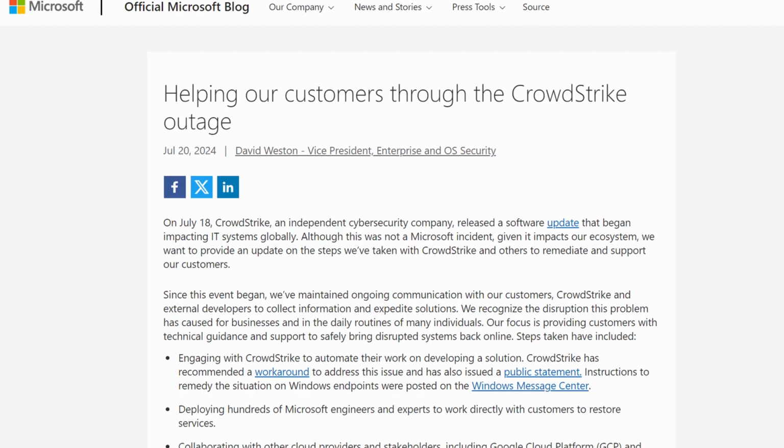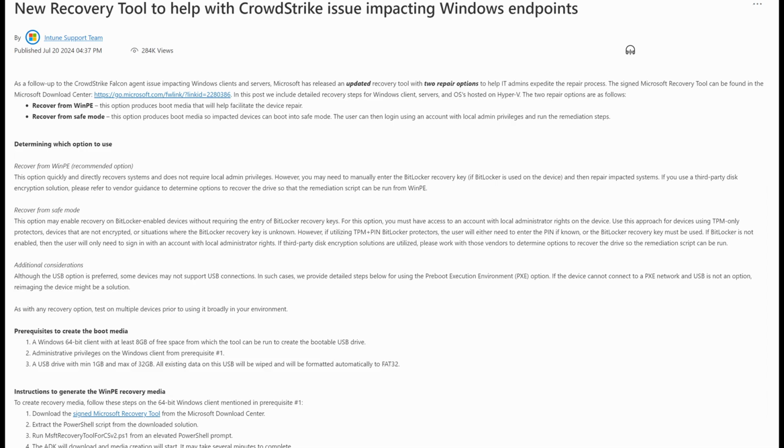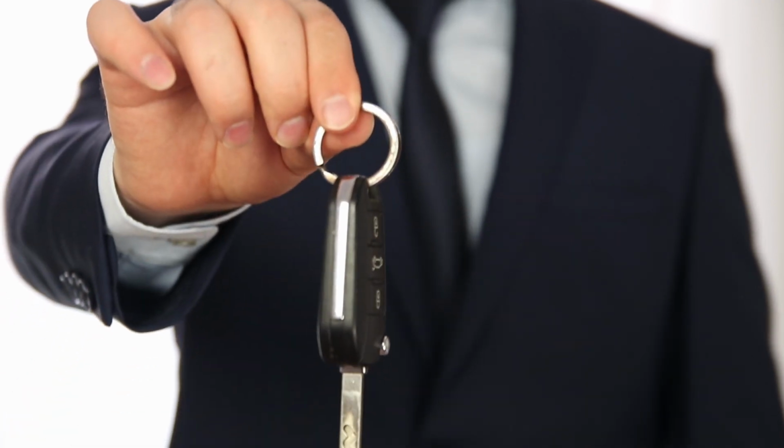We have seen that Microsoft and CrowdStrike have worked together, and now there is a USB deployable tool to help with resolution, and Microsoft has released a blog post about their reaction and mitigation steps for this issue on their site. Link in the description. But there are some key takeaways.